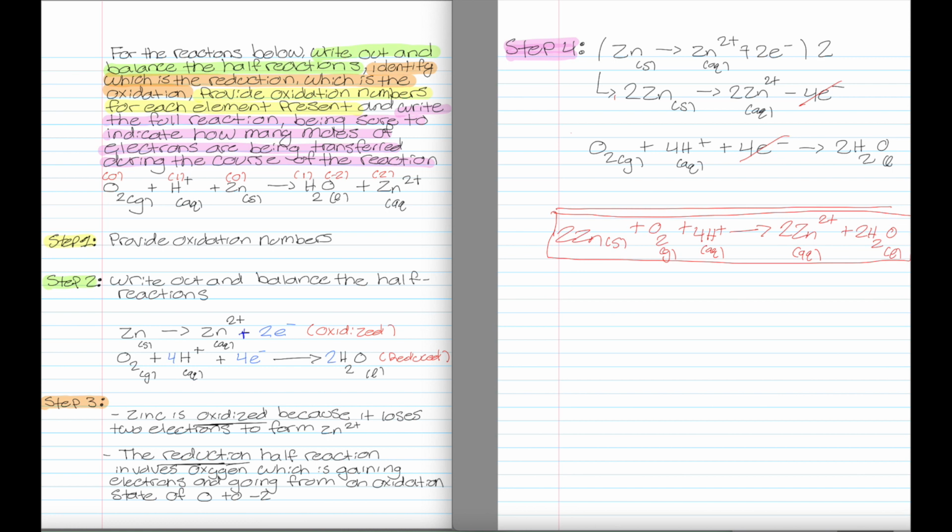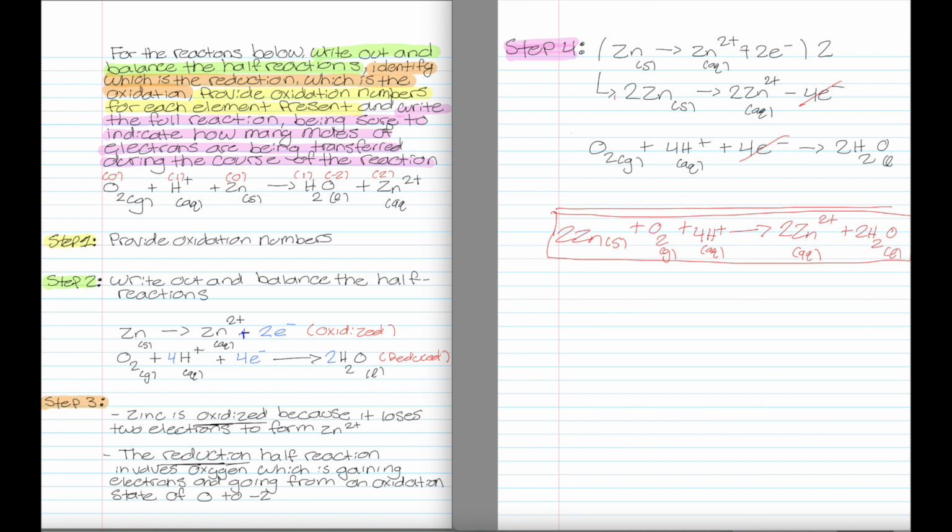So to quickly debrief the question that we examined tonight, we're given a redox reaction problem and we're asked to balance the half reactions, identify which is the reduction and which is being oxidized, provide oxidation numbers for each element present in the given reaction, and write the full reaction, being sure to indicate how many moles of electrons are being transferred during the course of the reaction.